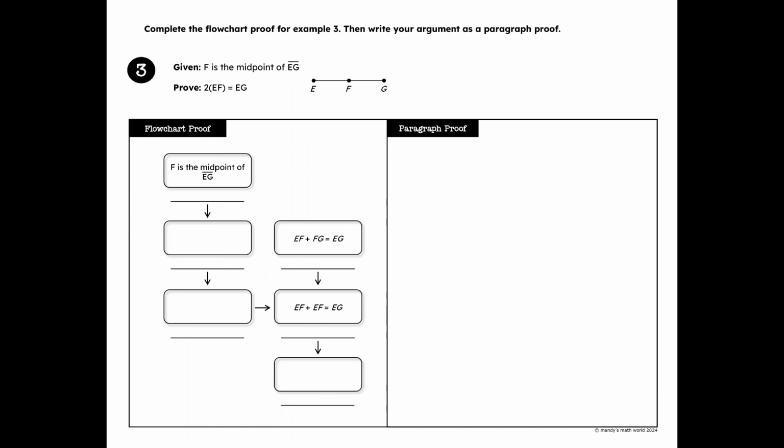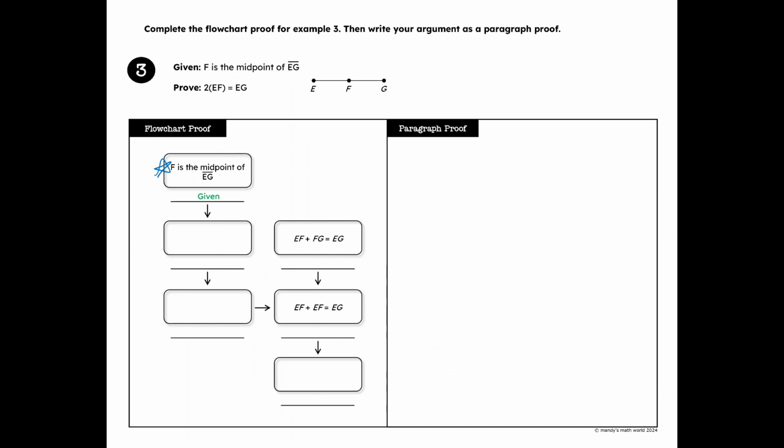This says to complete the flowchart proof for example 3, then write your argument as a paragraph proof. We're given that F is the midpoint of segment EG, and we're asked to prove that 2 times the length of EF equals the length of segment EG. So let's start. F is the midpoint of segment EG, right? That's right here. What's our reason for that? That's what we're given. Okay, well, that will lead to what?